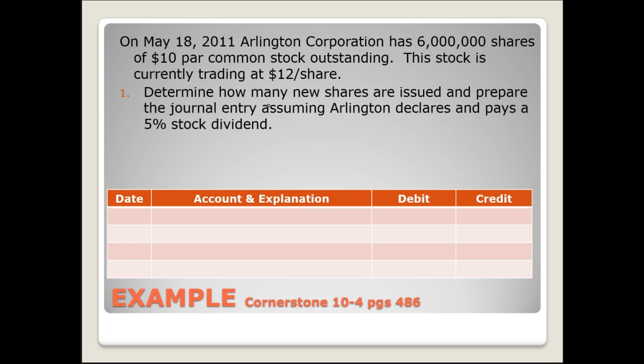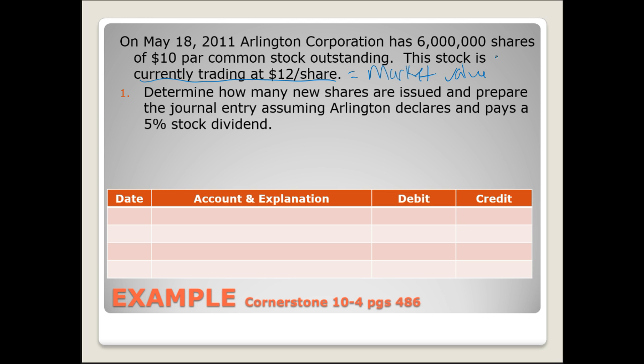Let's look at an example. We've got the Arlington Corporation. They have 6 million shares outstanding, and it's $10 par. Right now, the stock is currently trading at $12 a share. Now, when we say currently trading at $12 a share, what we're saying is that's the market value of that particular stock. So the market value is $12 a share. Determine how many new shares are issued and prepare the journal entry, assuming that Arlington declared and pays for a 5% stock dividend.